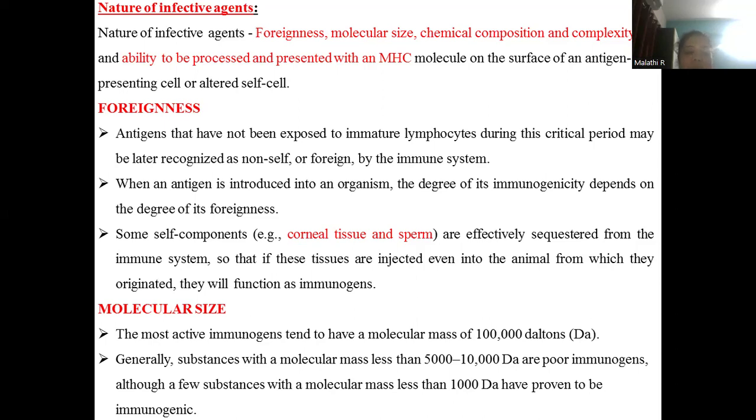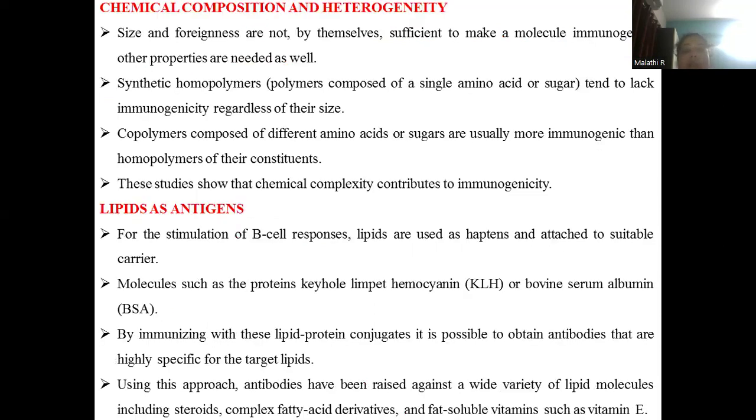Regarding molecular size, most active immunogens tend to have a molecular mass of 100,000 Dalton. Substances of less than 5,000 to 10,000 Dalton are very poor immunogens. There are also a few substances with a molecular weight of less than 1,000 Dalton that have proven to be immunogenic. It is also based on the chemical composition and the complexity of the particular component, so chemical composition and complexity also determine the nature of the infective agent, along with size and foreignness.